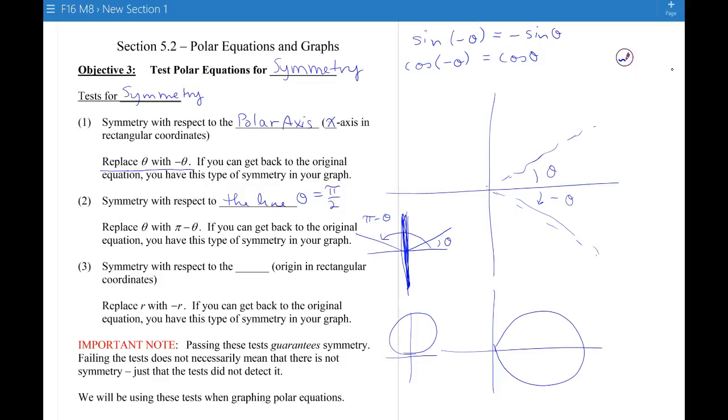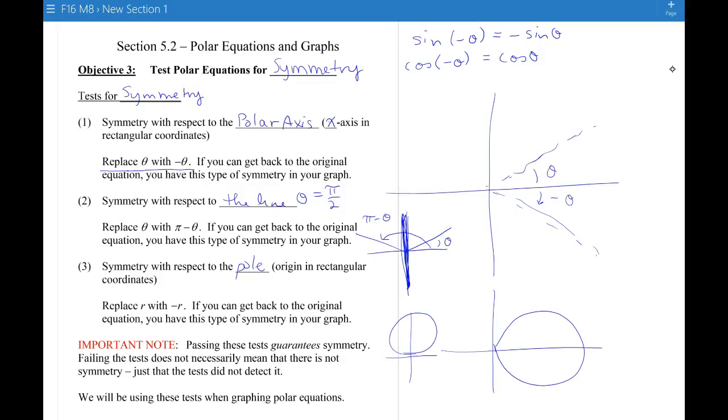And then the last one is symmetry with respect to the pole, which would be the origin in rectangular coordinates. This one's pretty easy to see. If you replace r with negative r and you get your equation back, it pretty much is going to have an r squared, or an r to an even power, for that to happen.